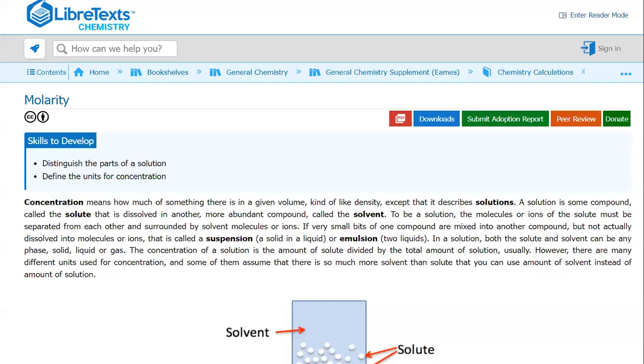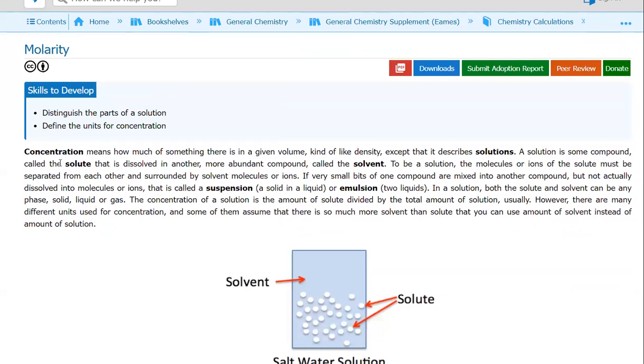Okay, this one is a short one on molarity. Molarity is how we describe the concentration of a solution. A solution is just when we take a solute and dissolve it in a solvent, and if they have favorable interactions, you'll get a homogeneous mixture that we call a solution.